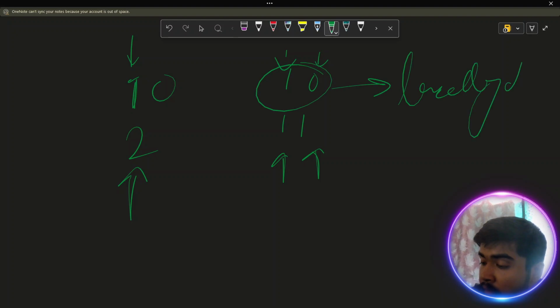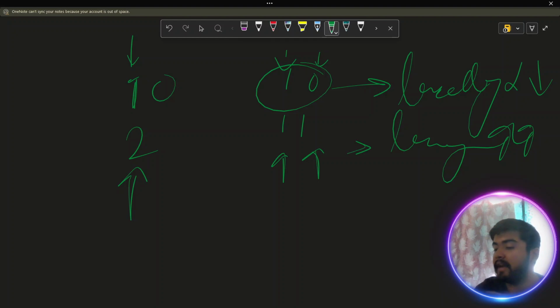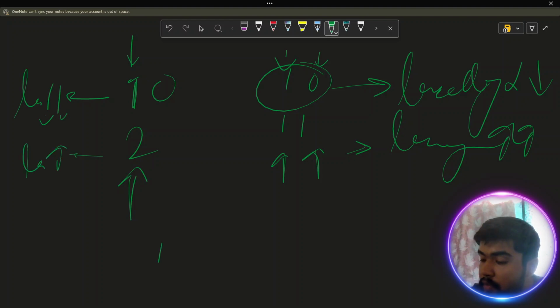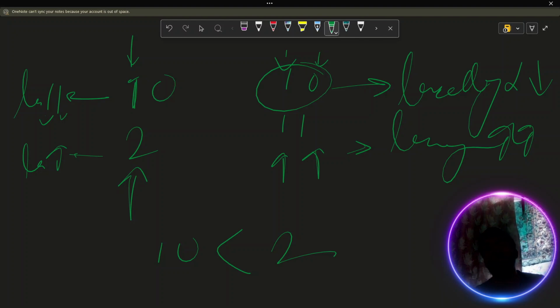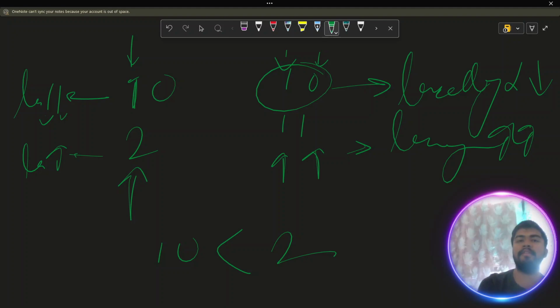10 is lexicographically smaller, and 11 is lexicographically larger compared to 10. But for 10 and 2, you can see on the very first index there is a difference. Who is smaller? This one is smaller. So 10 should come prior to 2. 10 is smaller than 2, and 2 is greater in lexicographical order. But in normal number theory, 2 is smaller than 10. In lexicographical order, 10 is smaller than 2. So that is the gist of this particular problem.